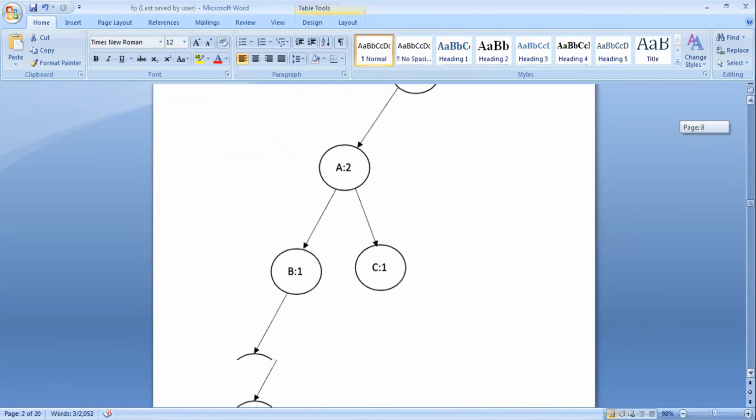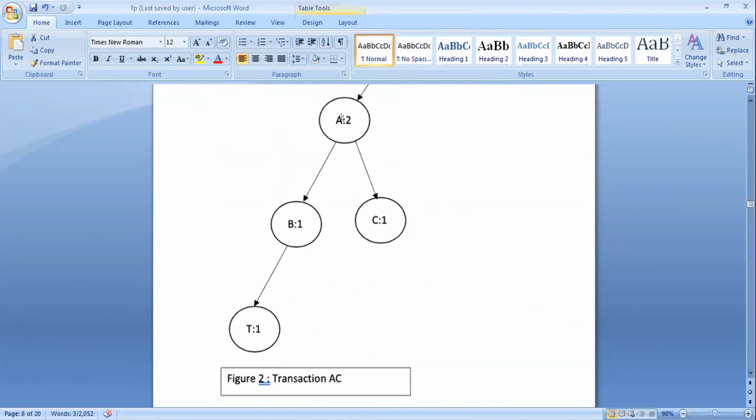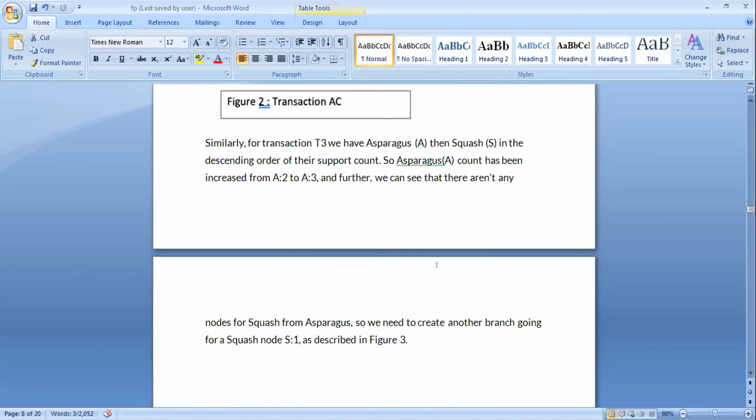Here you have to see, A is repeated again. Here we have to consider that its support count is incremented. That is, A's support count is 2, and C in AC has support count 1. So after the second transaction is complete, you get it like this.